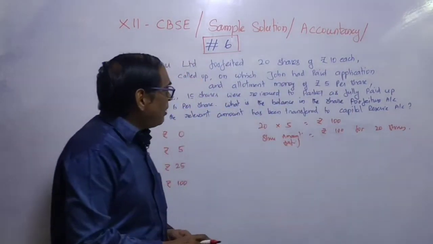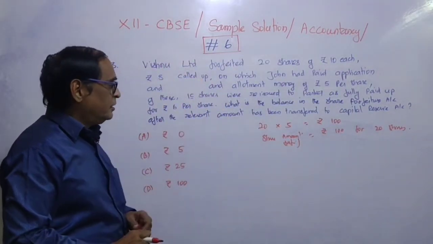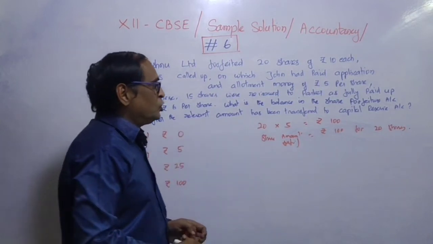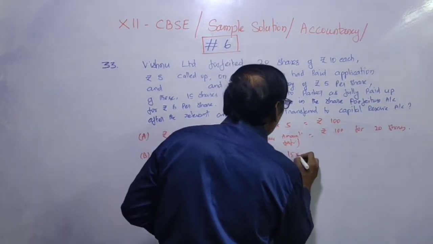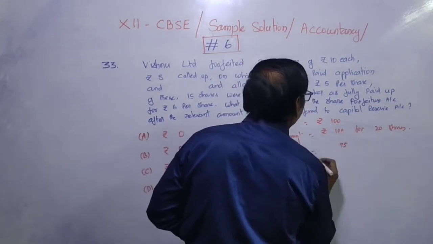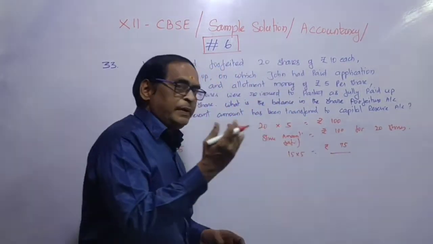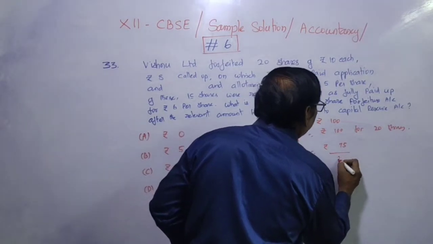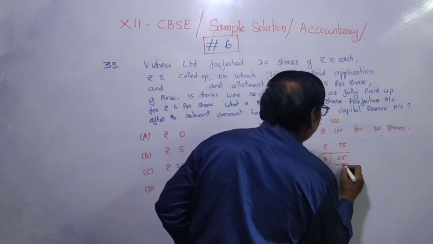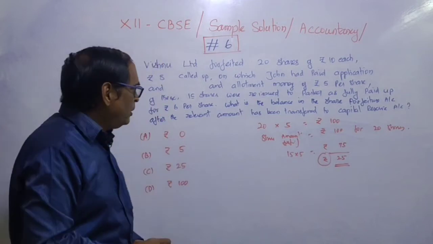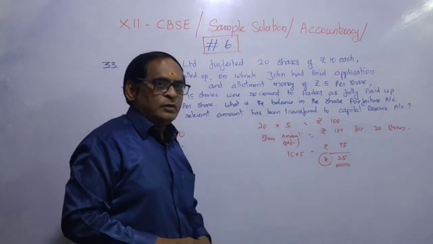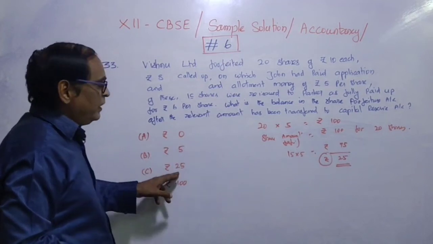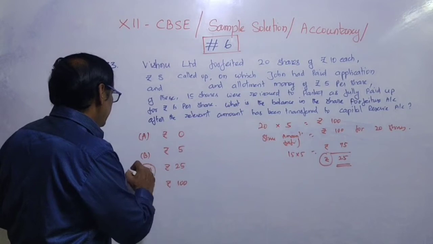But 15 shares are reissued at the rate of 6. So the portion of forfeiture amount for 15 shares, how much? 15 into 5, that is 75 rupees. So what will be the remaining balance to be transferred to the capital reserve? That is 100 minus 75, that is 25 rupees. So 25 rupees, the balance in the share forfeiture account, is to be transferred to the capital reserve. A is 0, B is 5, C is 25. So C is the correct answer.